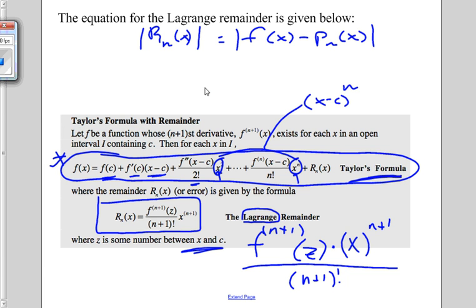So some key components of this, just pointing it out. The Lagrange remainder only exists when n is finite. So let's say that we're doing a Taylor formula of degree 3, n equals 3. Then in our Lagrange remainder, we would be taking the fourth derivative, evaluating it at some value z, where z is between x and c. And z is going to be the value between x and c that makes our derivative the biggest, because we want to look at our maximum error. And then multiplied by x minus c raised to the n plus 1, all over n plus 1 factorial.